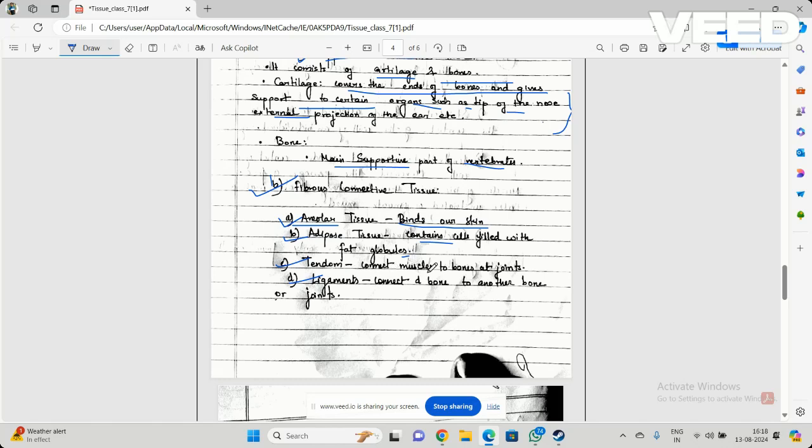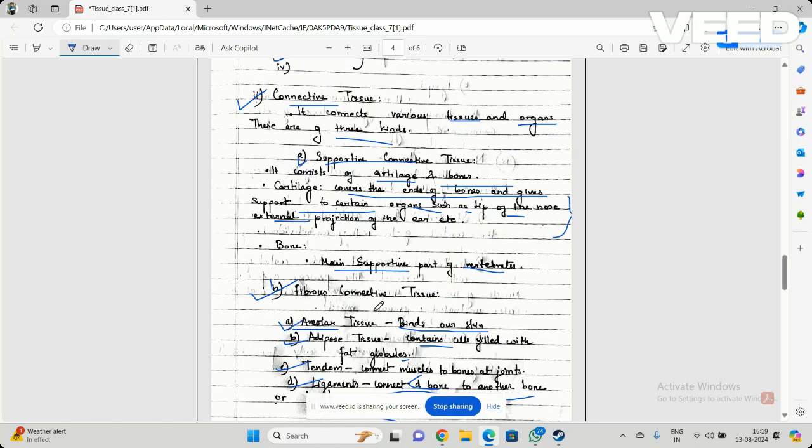Second is tendons, which connect muscles to bones at joints. The muscles are connected to the bones at the joints by the tendons, and ligaments connect one bone to another bone.